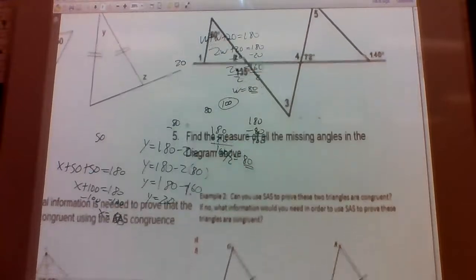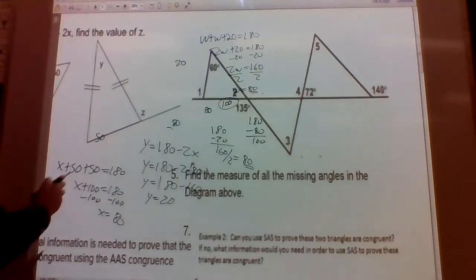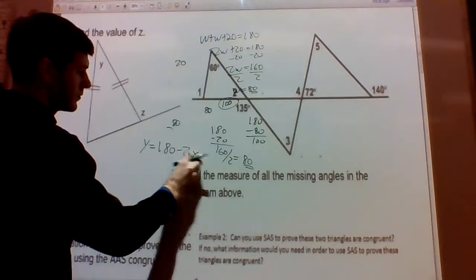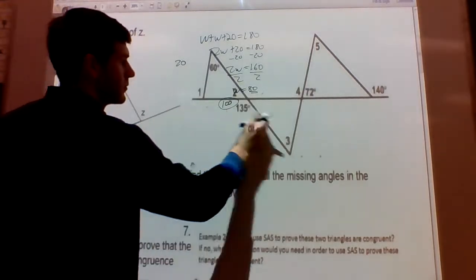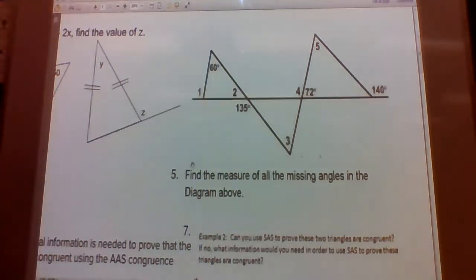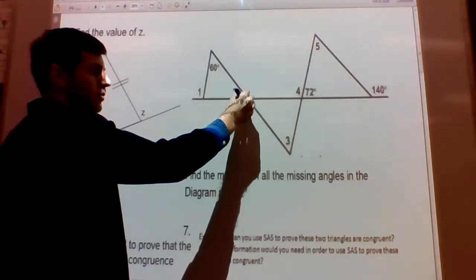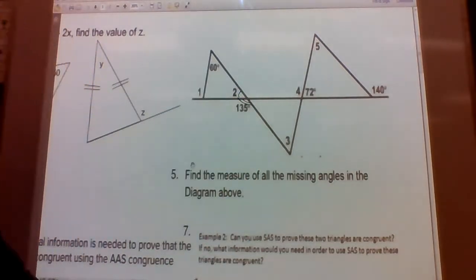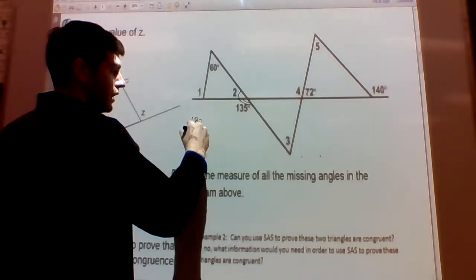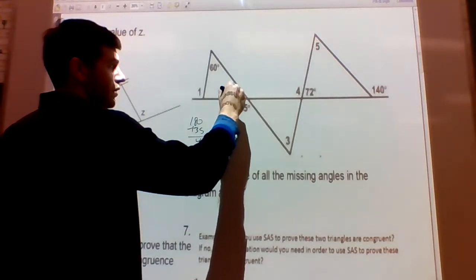Right, number 5 wants us to find the measure of all the missing angles from the diagram. Let's start at angle 2. Angle 2 forms a linear pair with this angle that has a measure of 135. So we know 180 minus 135 is going to give us 45. So the measure of angle 2 is 45 degrees.